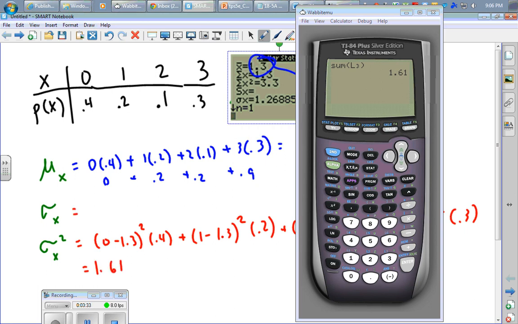My standard deviation then will be the square root of 1.61. 1.268857754, and that, of course, is that number right there. You can round it off and write 1.27. So there's one type of problem that you should know in this chapter.